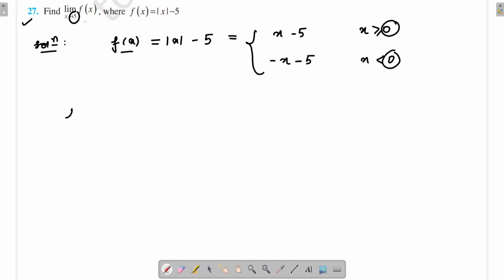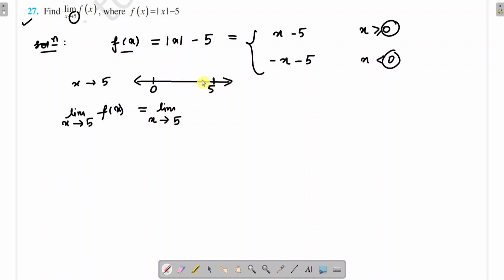Okay, so limit x tends to 5 of f(x), so this will be equal to limit x tends to 5. Now since x is tending to 5, that means if you look at the number line, this is the breaking point 0, here you have 5. I have already said this, that if you calculate the limit, you have to look at x's which are very close to the given point. The point at which you have to calculate the limit, you have to look at the x's which are very close to that point.